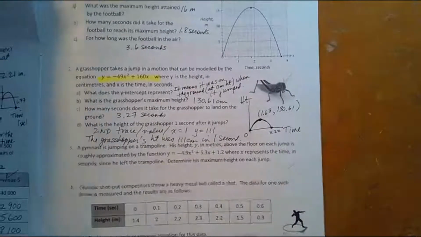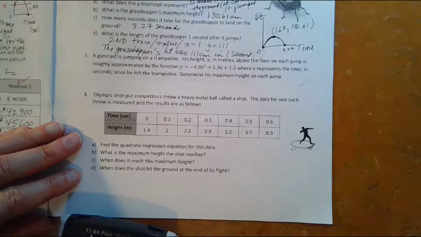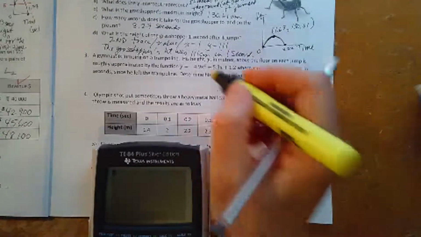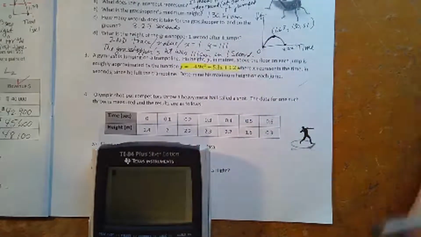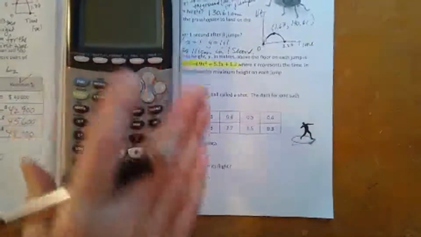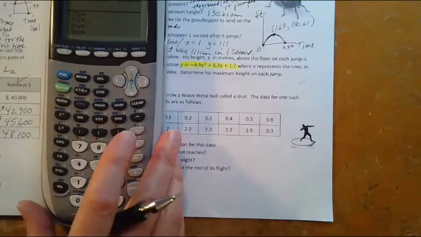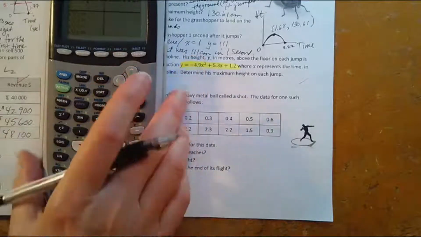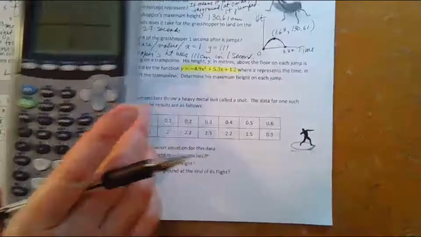All right, let's try number 3. And that'll be the last one I do today. So clear your calculator out. And it gives us another equation. These numbers look fairly small. So the function is negative 4.9x squared plus 5.3x plus 1.2. Let's see if we can see anything in our screen. I see something right over here.